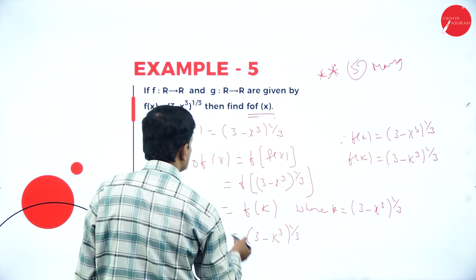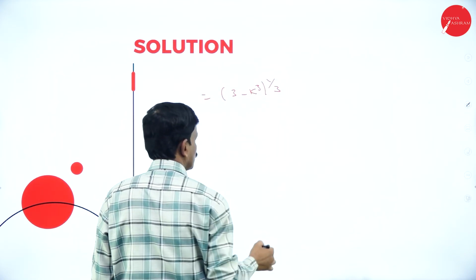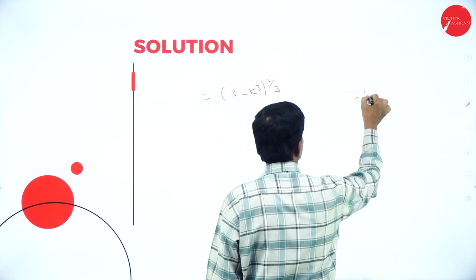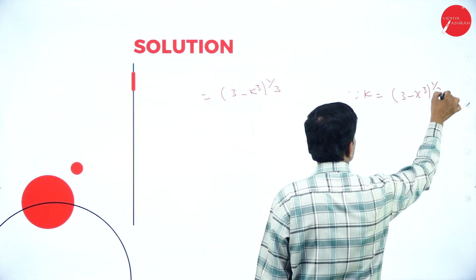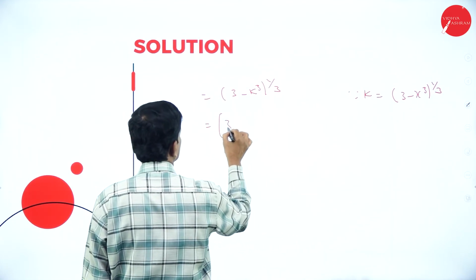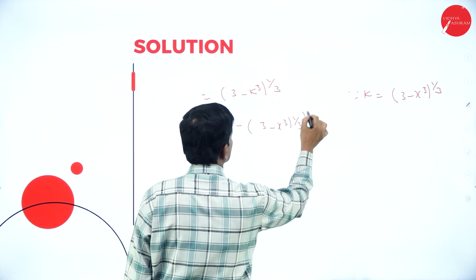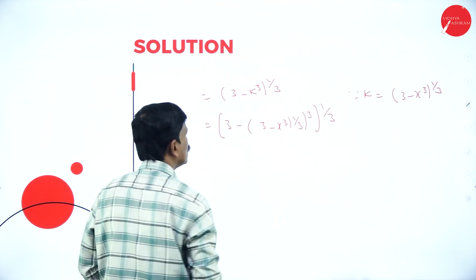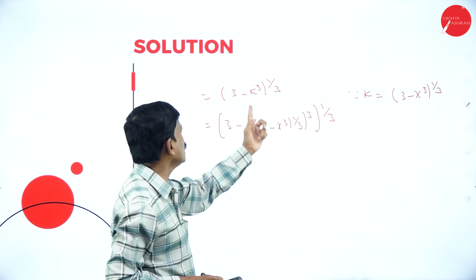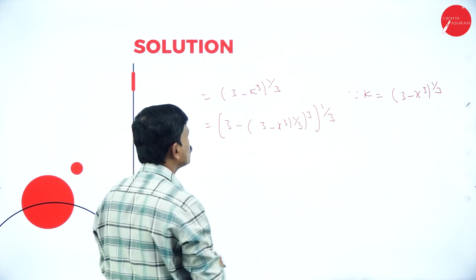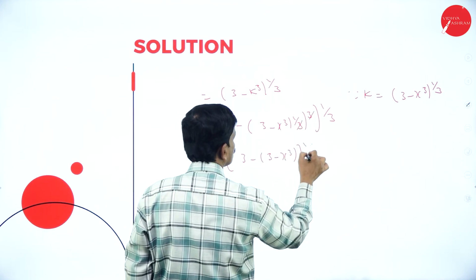Let me go to the next page. That is (3 minus k cube) whole raised to 1 by 3. Since k is equal to (3 minus x cube) whole raised to 1 by 3, substitute here: 3 minus k, where k is (3 minus x cube) whole raised to 1 by 3, whole cubed, whole raised to 1 by 3. See here, just 3 as it is, the power of 1 by 3 as it is, the cube as it is, only k is equal to 3 minus x cube. Don't get confused. This 3 and 3 get cancelled. So 3 minus x cube whole raised to 1 by 3.